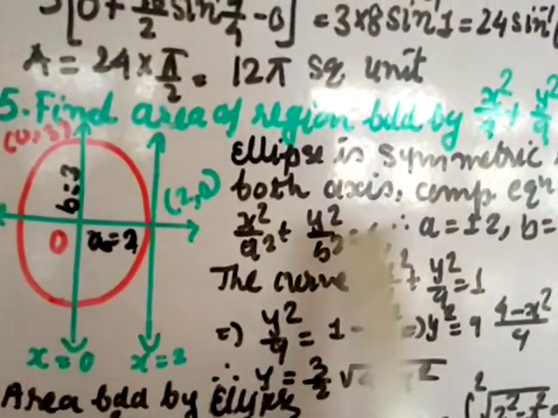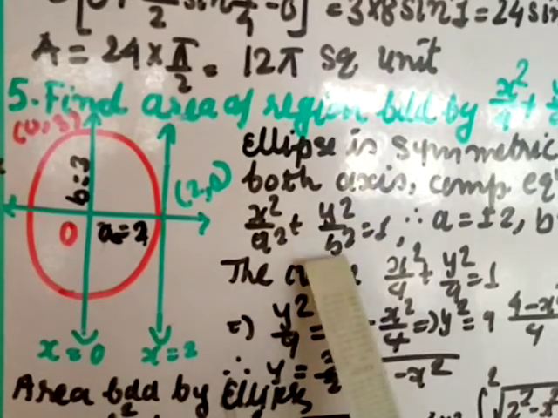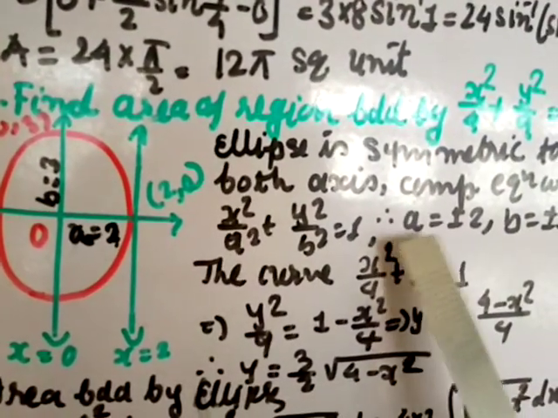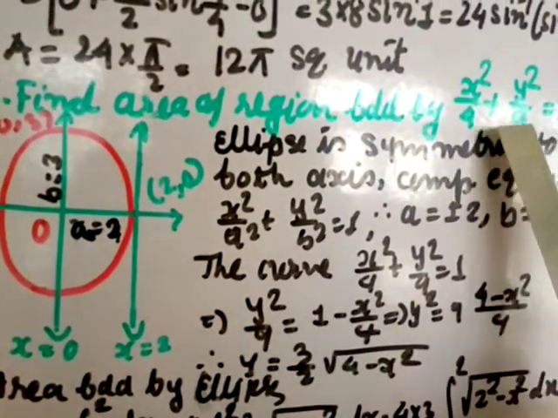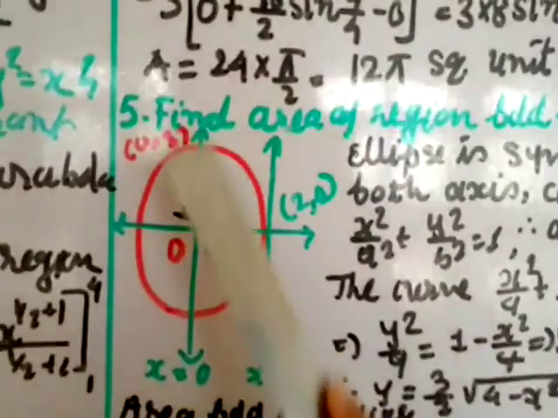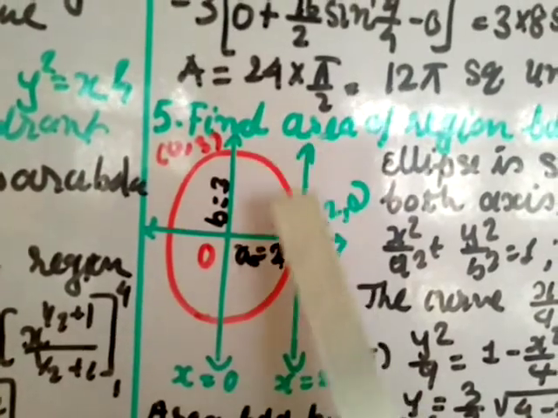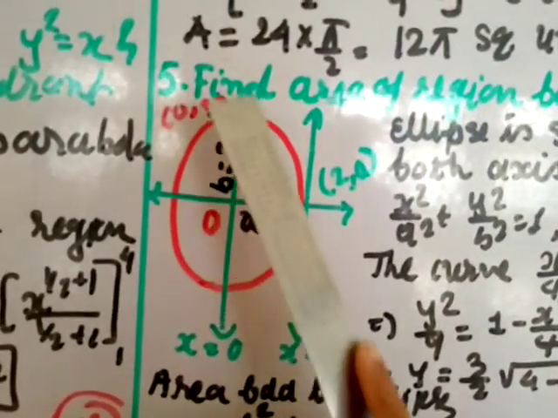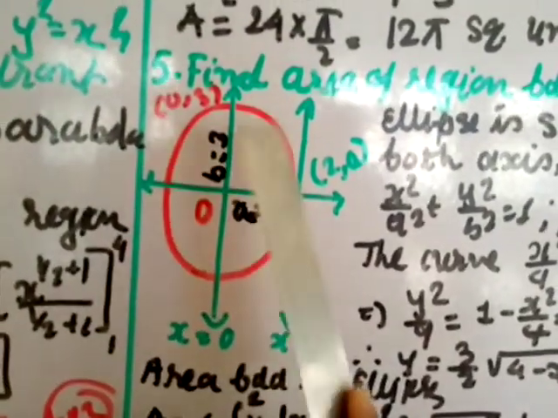Comparing the equation of this with the standard equation, that is x square by a square plus y square by b square is equal to 1. So a square equal to 4, that is a will be plus or minus 2. And b square is equal to 9, square root is b equal to plus or minus 3. So this is the 3, this is the 2, this will be minus 2, this will be minus 3. So this is 2, so I'll take this value up to here is 2. So this line is x equal to 2 line, and this line is x equal to 0. So in the first quadrant I'll take 0 to 2, then multiply by 4.